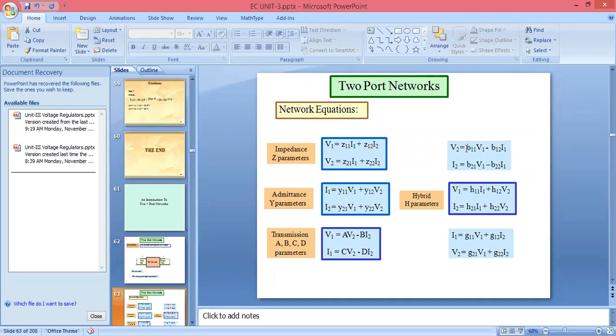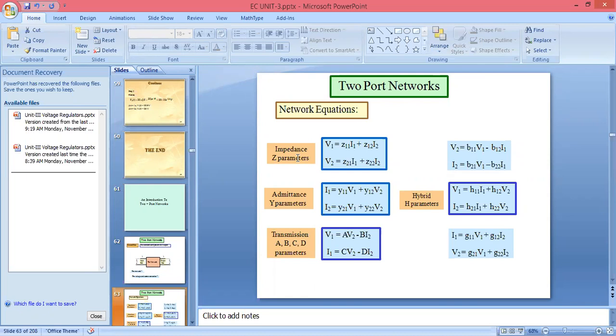If the values of V1 and V2 are working as dependent variables on I1 and I2, at that time we can say that parameter is the Z parameter.